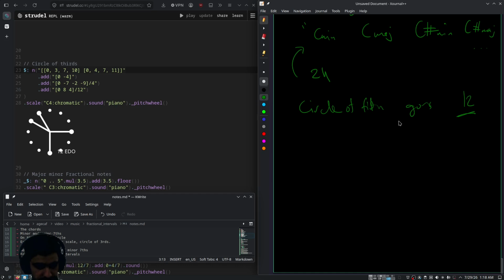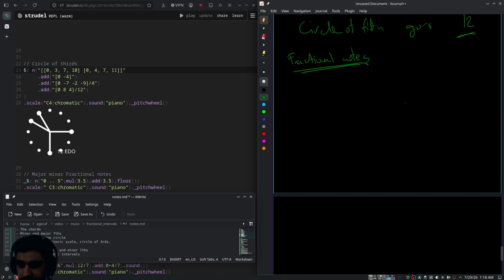Let's start talking about fractional notes. What do I mean by this? This is essentially an idea that I had. I don't know if other people have worked with something similar. I think this might be the first time it is shared.